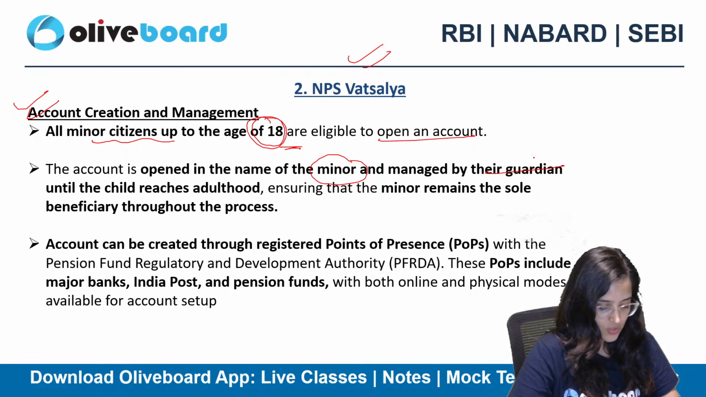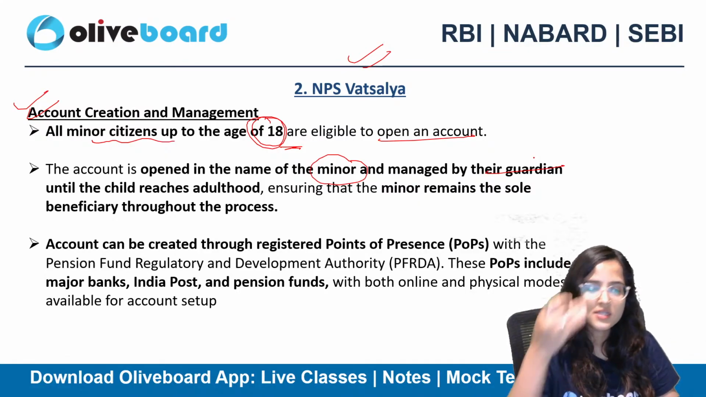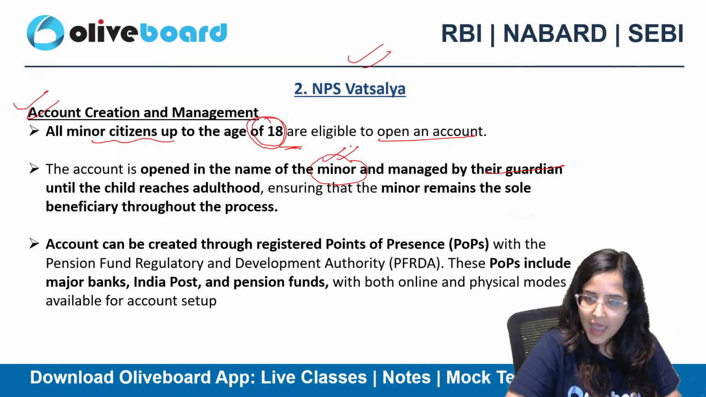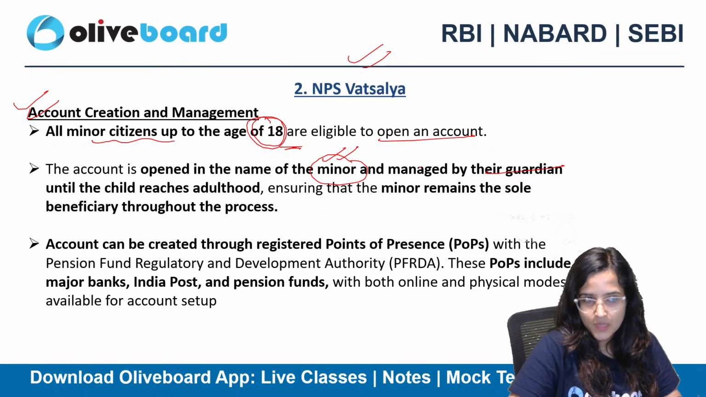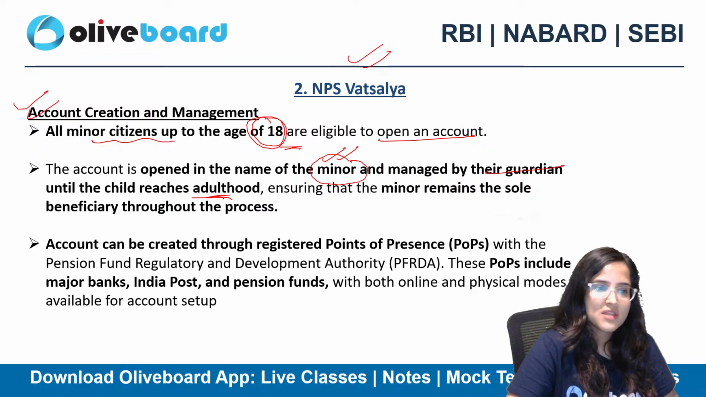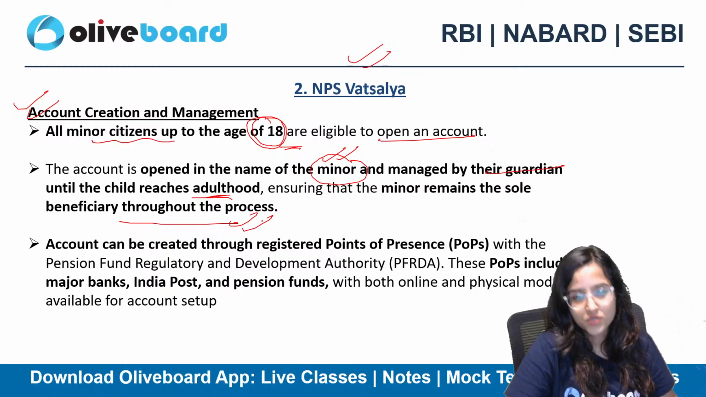Yes, exactly. 1000 per year with no upper limit, tier 1 NPS account. We're going to do these details in the next few slides. Okay? So, this account is opened in the name of the minor and it is managed by the guardian till the child reaches adulthood. Okay, so the minor remains the sole beneficiary through the process.